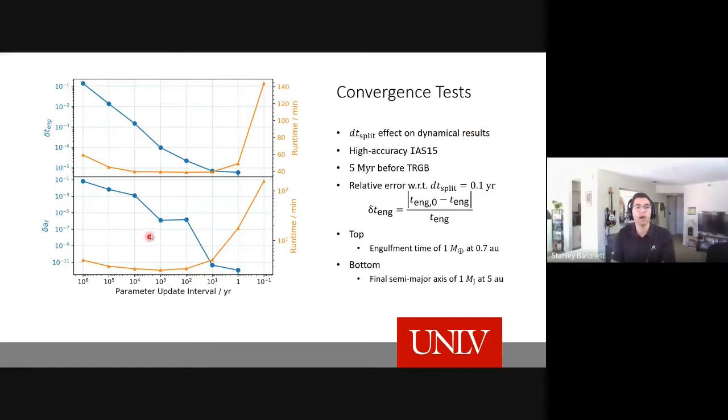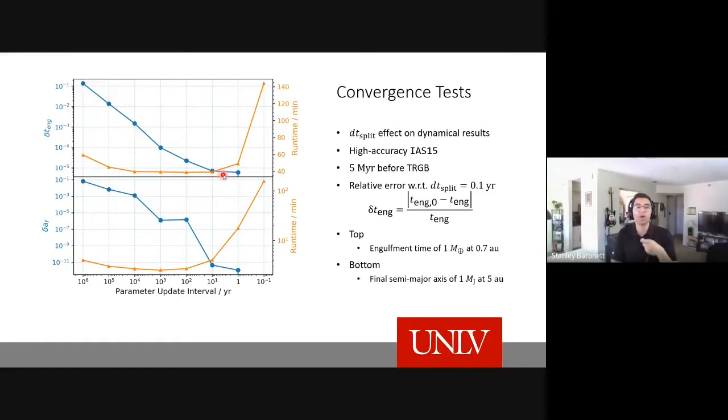And so as you can see here in these two plots, these trend lines, I'll discuss briefly in the top plot, what we're observing here is the engulfment time of a one Earth mass planet at about 0.7 AU from the sun. And as you shorten the splitting time interval, this is the relative error with respect to the difference in the engulfment time of that planet with respect to the most accurate time. So the most accurate interval we use here is 1/10 of a year. And so everything you see here is a relative error with respect to that. As you make that splitting interval smaller, the difference with that most accurate result decreases and begins to converge to some point. But more importantly, what you notice is that of course, as you make this splitting time interval smaller, it will increase the overhead of the code, right?